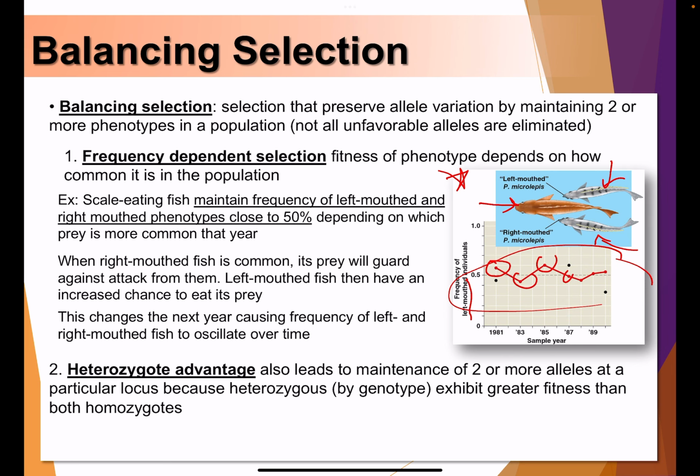So the second way we can end up with balancing selection is when there is a heterozygous advantage, which leads to maintenance of two or more alleles at a particular locus because heterozygotes, by genotype, not phenotype this time. Before, we were talking about phenotype in stabilizing selection. But this time, when we're talking about heterozygote advantage, it is by genotype: heterozygotes exhibit greater fitness than both homozygotes.